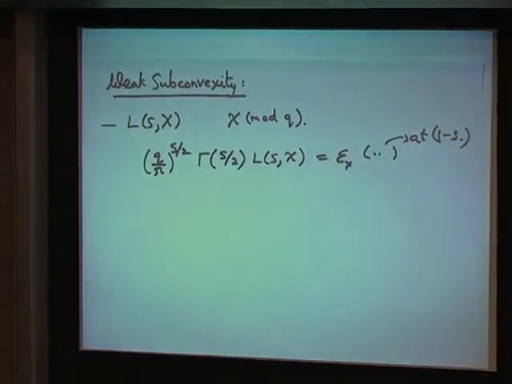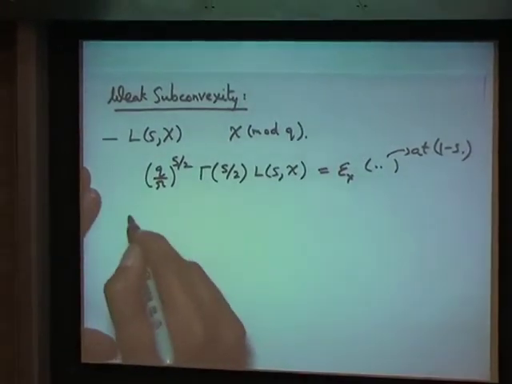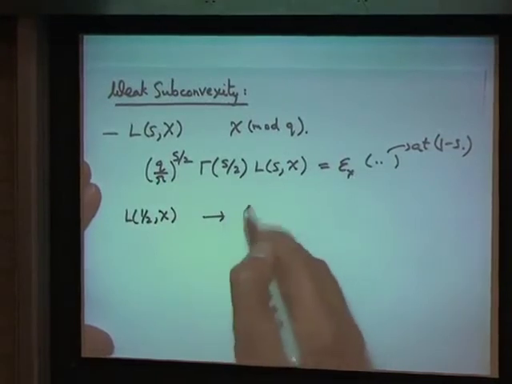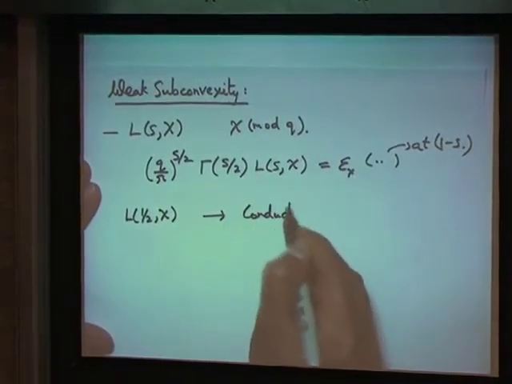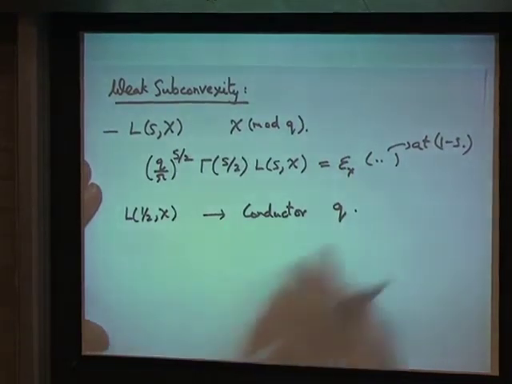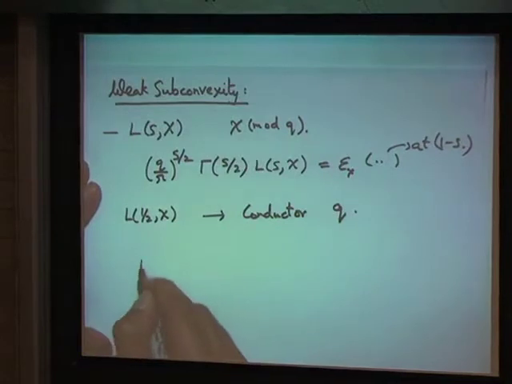Now, the conductor here would have been... so if I want to evaluate this at half, then I would think of the conductor as being q. What does this mean, this conductor being q? It means that you can write an expression for L half chi.